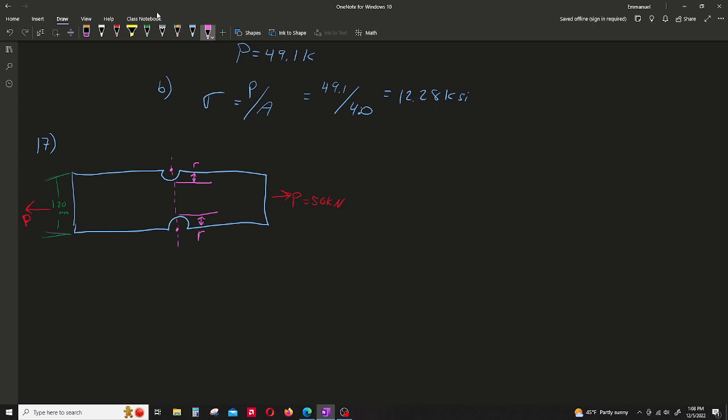Alrighty. So for this one, they want us to do three different R's here. If R is 8 millimeters, we definitely do need our K value. So we'll need to do our R over D, which would be 8 divided by 104.